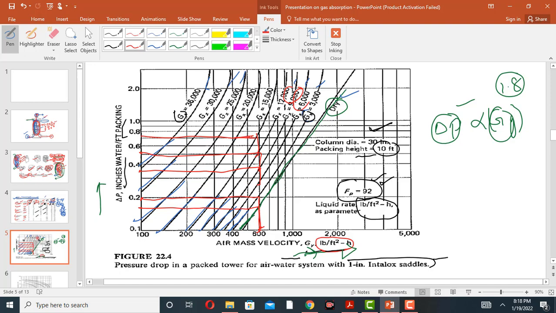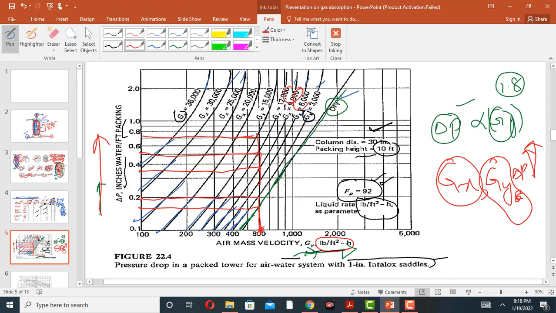So from these graphs we see that as the Gx value increases, when the Gy value is constant, the pressure drop also increases. At fixed Gy, when we increase Gx, the pressure drop increases. So for the irrigated column, the pressure drop is largest compared to the dry column.